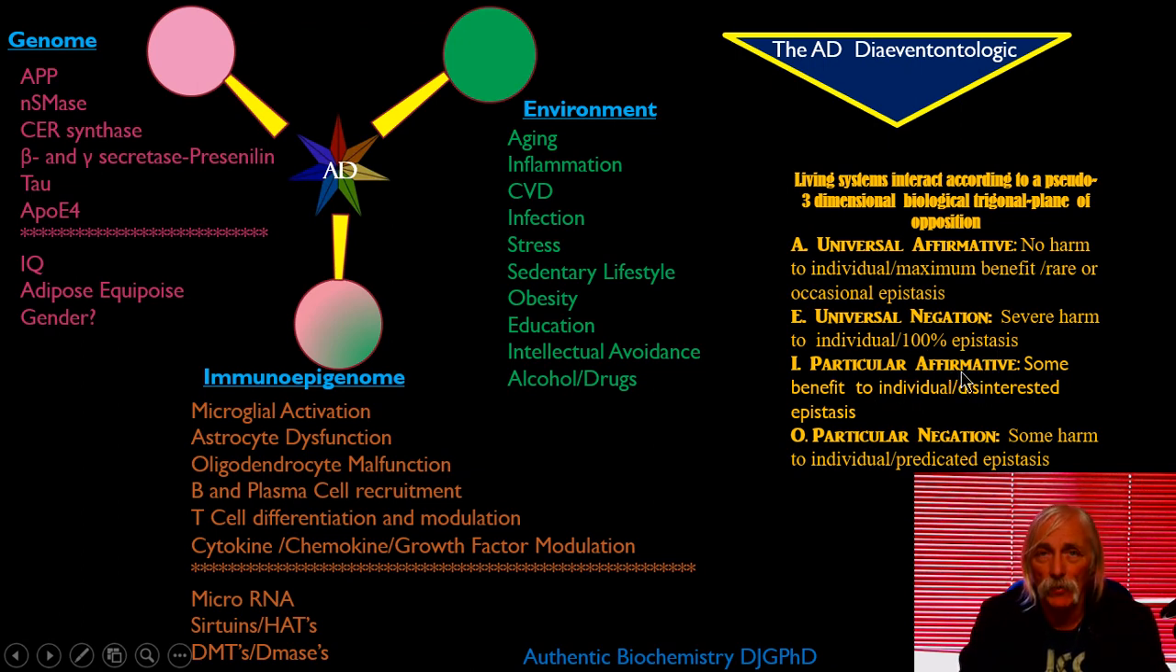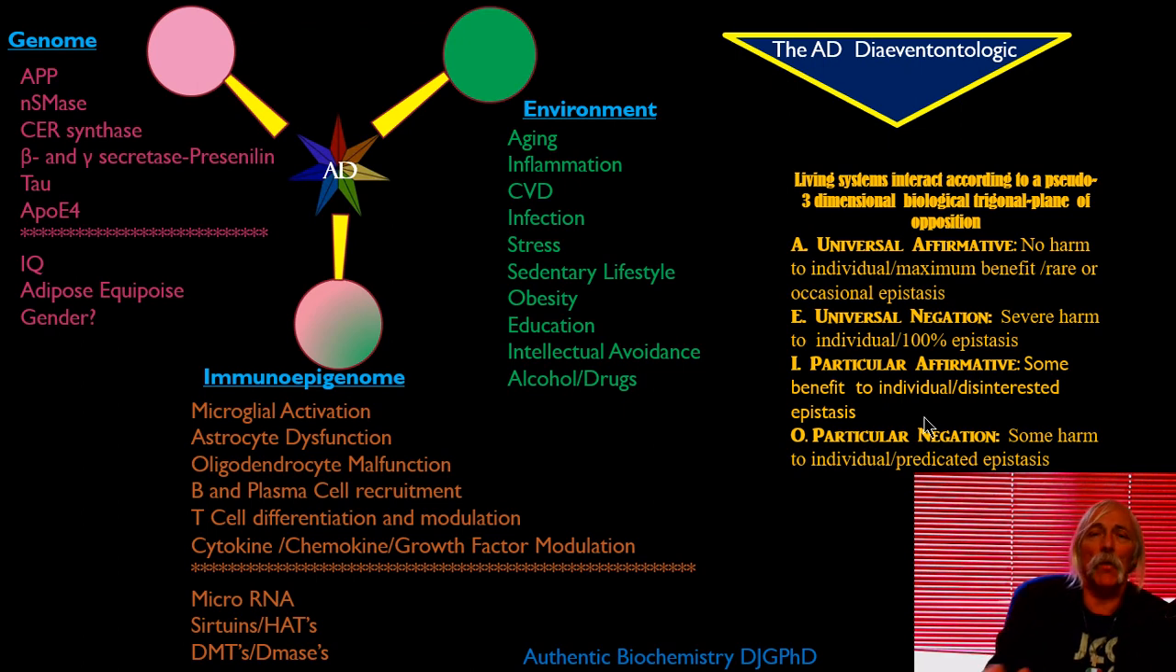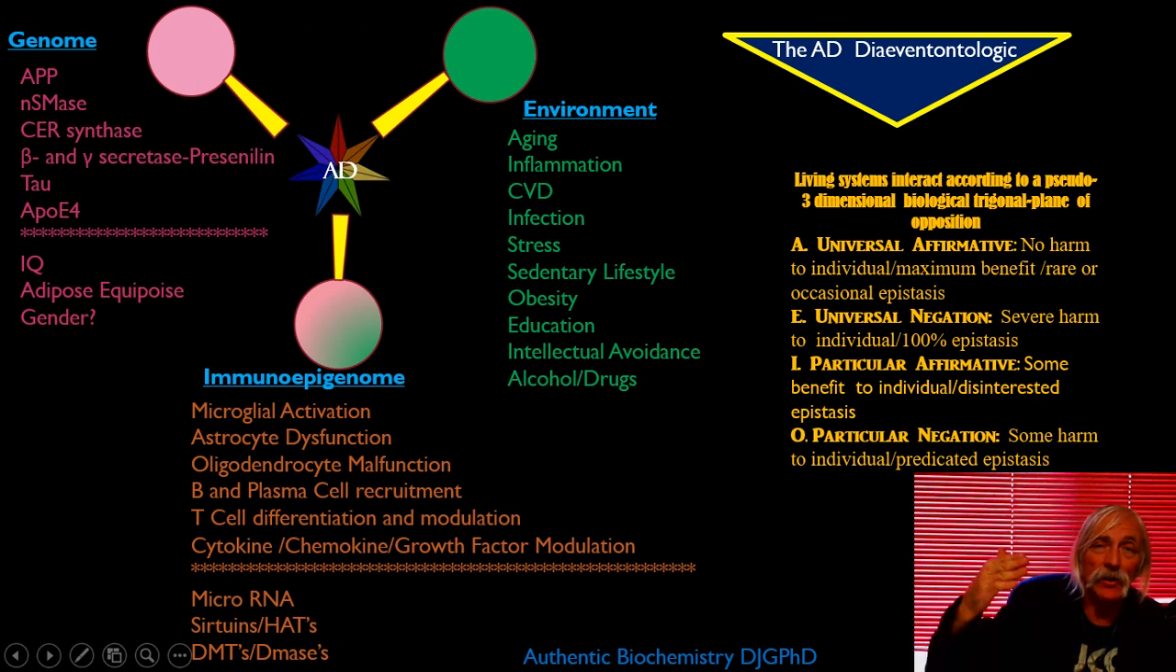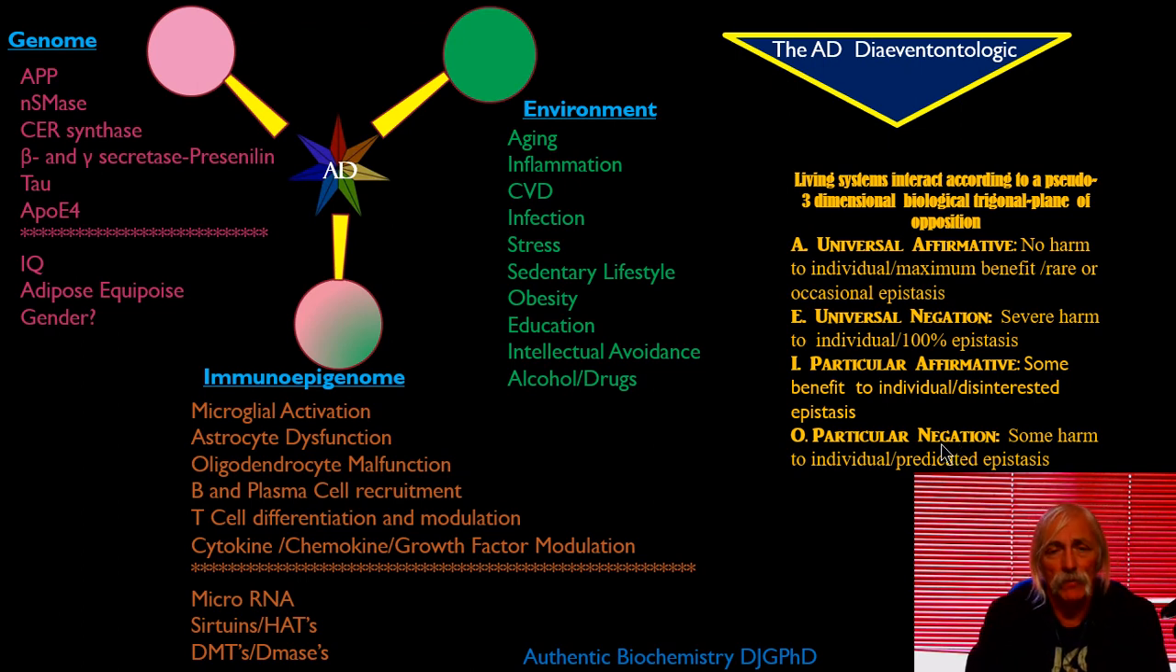You can get particular affirmative, going down the subalternate route in the square of opposition, some benefit to the individual, and a disinterested epistasis. In other words, it doesn't seem like it's coordinated to induce the disease. So some of it, so the person doesn't necessarily ever contract the disease, they die of something else. Or you can have a particular negation, and that's where some harm to the individual, and you get some kind of predicated epistasis, which can lead to increases in disease severity as you go from 65 to 70, 75 to 80, until finally full-blown Alzheimer's to death, which could limit the life of the person.